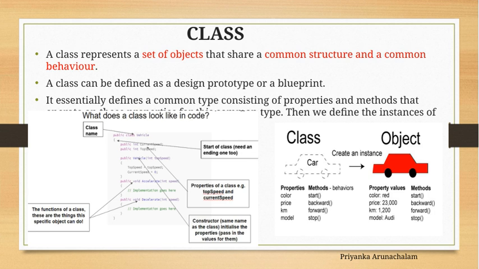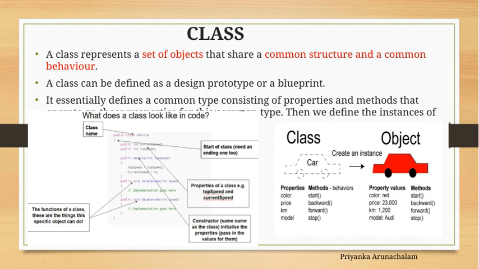Essentially, a class describes a common type, including properties. Those are the attributes or data and methods, which are the functions that operate on those properties. Once we have a class defined, we can create instances of it, which we call objects. These objects are specific examples of the class, each with their own unique data, but following the same structure and behavior outlined by the class.